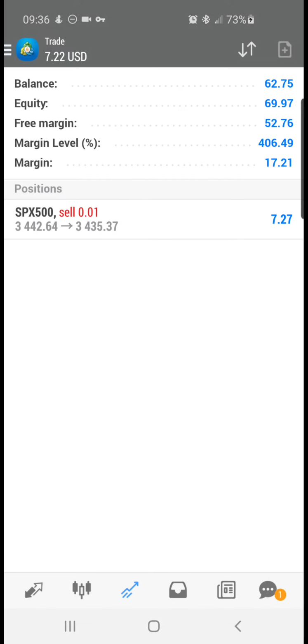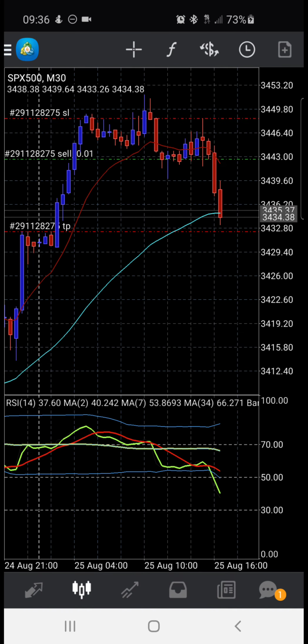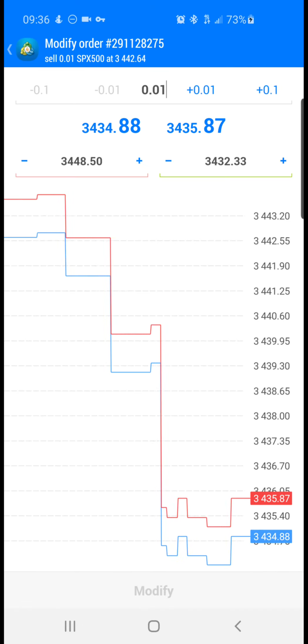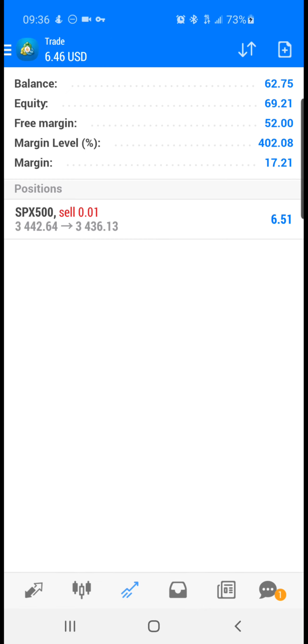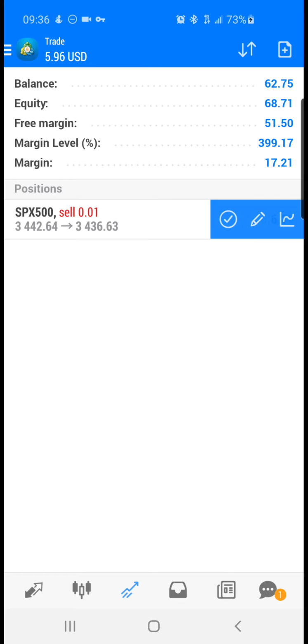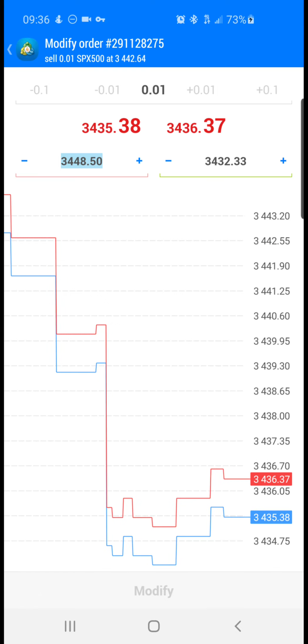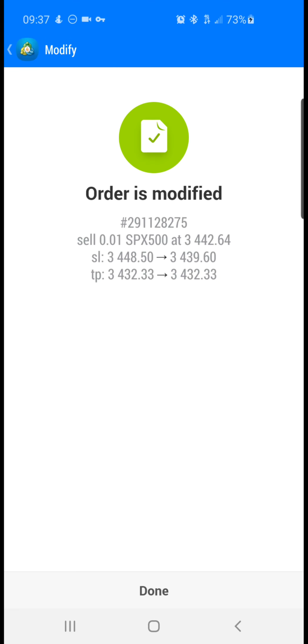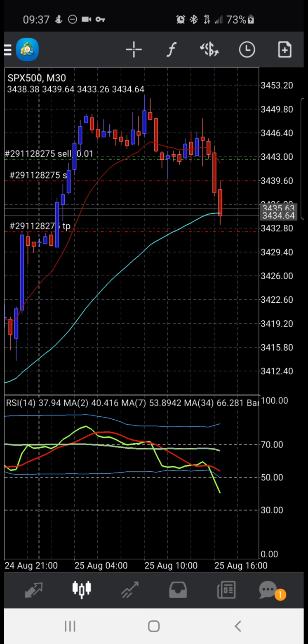Great, my signal's all messed up now. All right, there's my signal. 34.39.60. Let's see if we can edit this thing. Nope, we can't edit it yet. There we go. What did we say it was? 34.39.60. Let's go ahead and move that stop loss down. Bam. So we're at guaranteed profits.